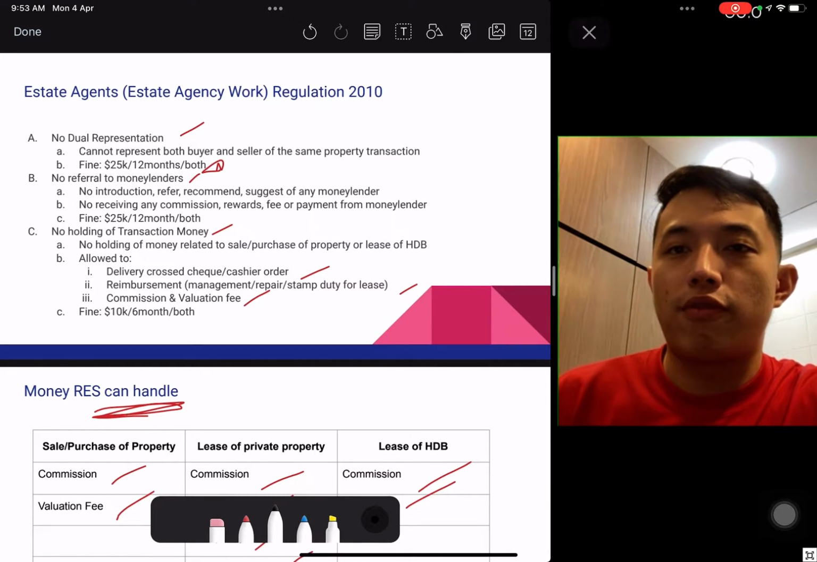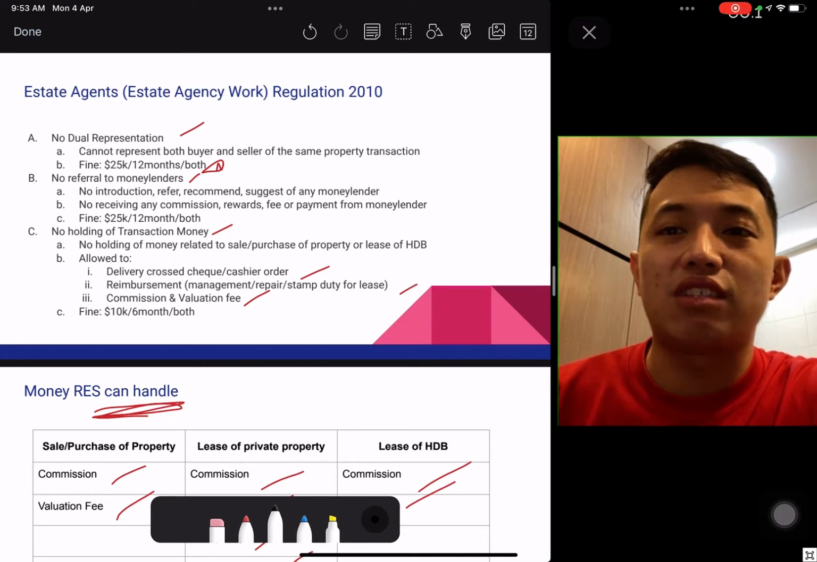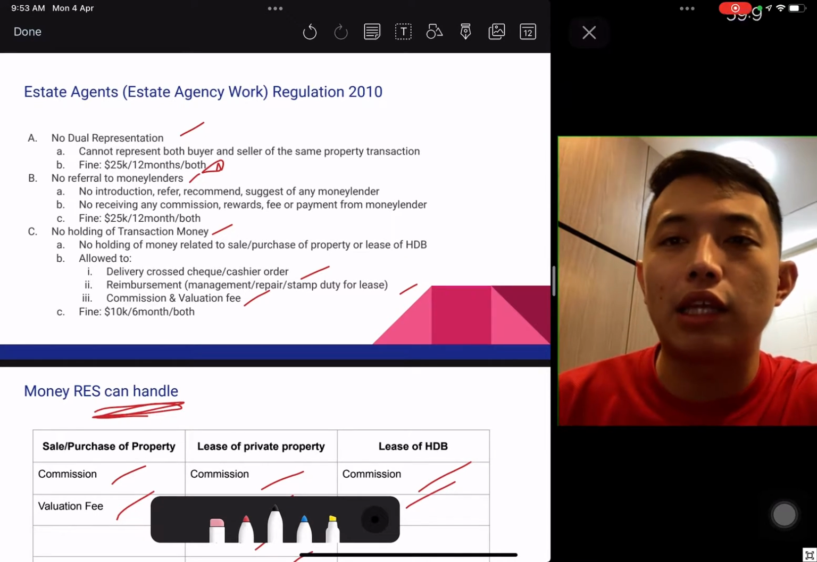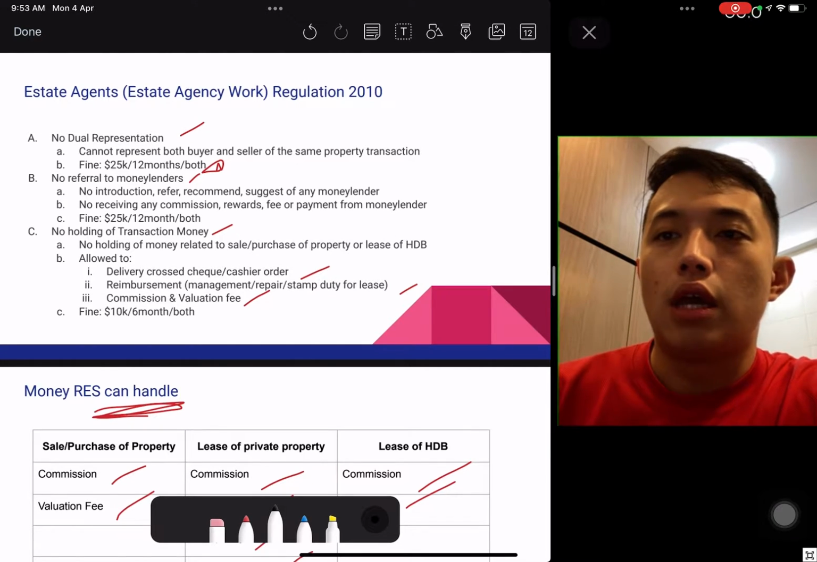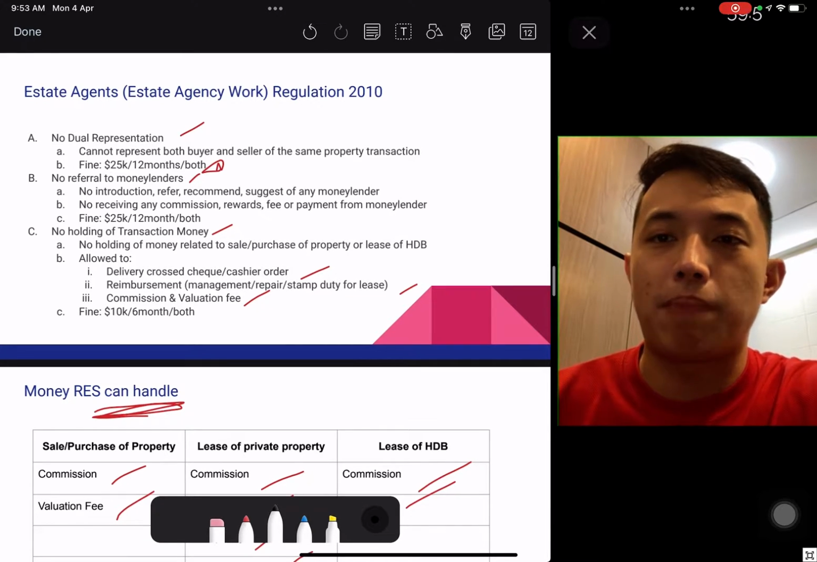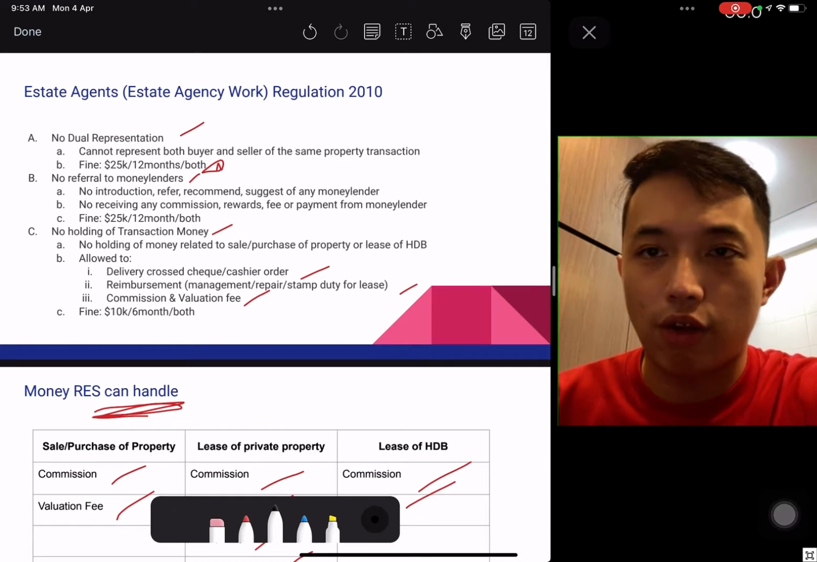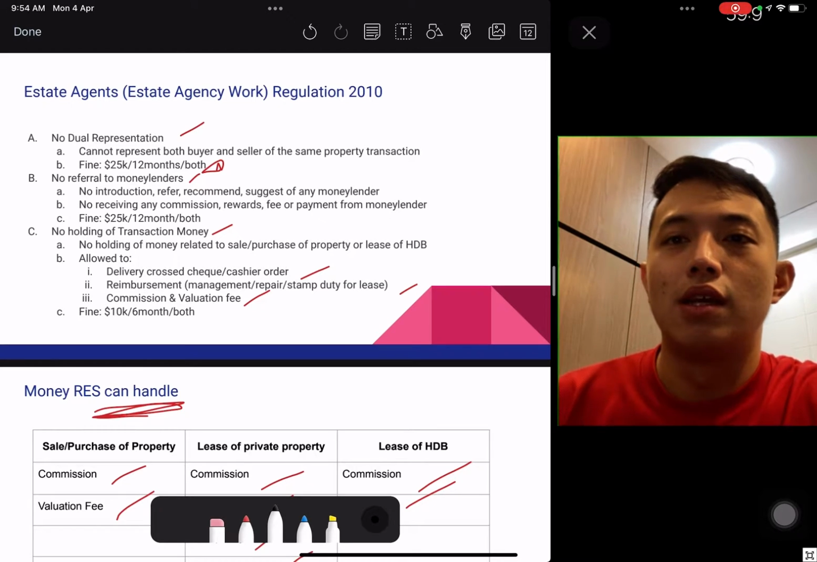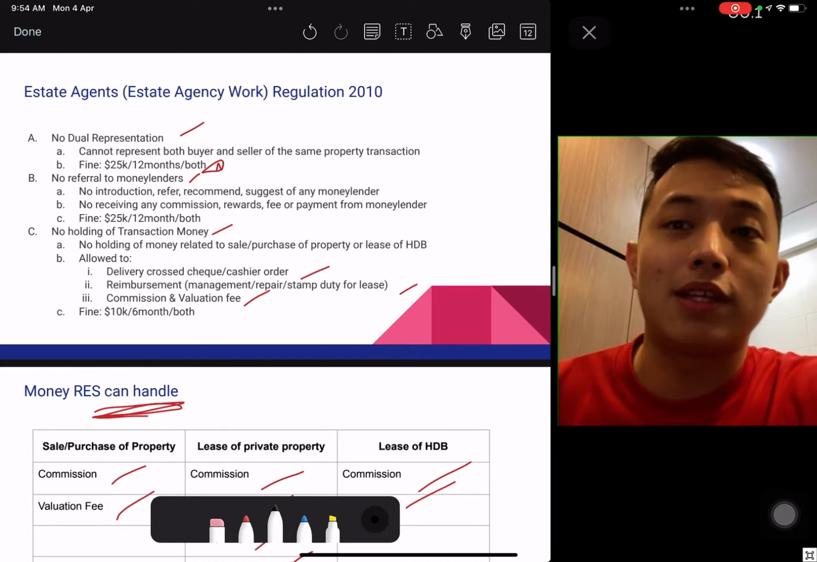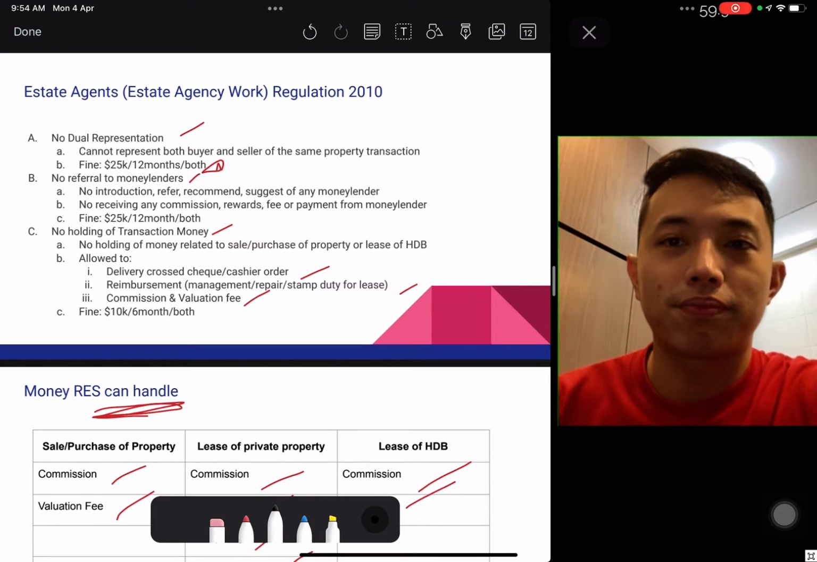So we have been re-emphasizing this. There should not be any referral to any money lenders, or you should not even be related to any money lenders as a RES. Anything you refer, recommend, or suggest, or even receive any payment from them, you can be charged. So the fine will be $25,000, 12 months, or both. So guys, to remember this, just remember it's Christmas. It's a present if you commit this offense. 25k and 12 months. Okay, 25 12.